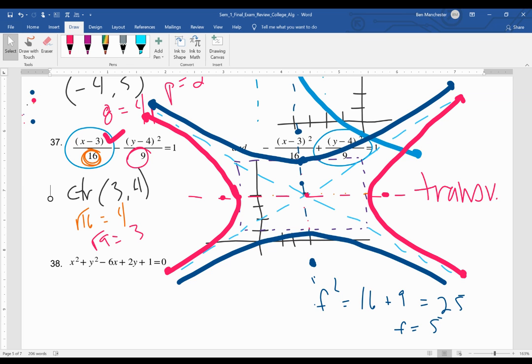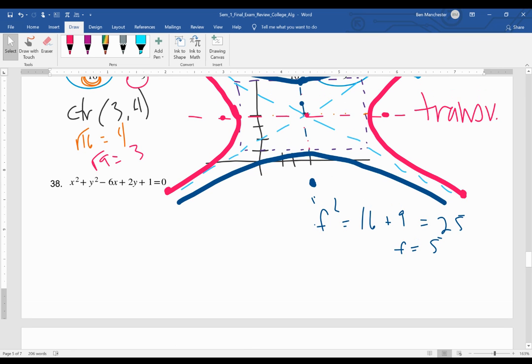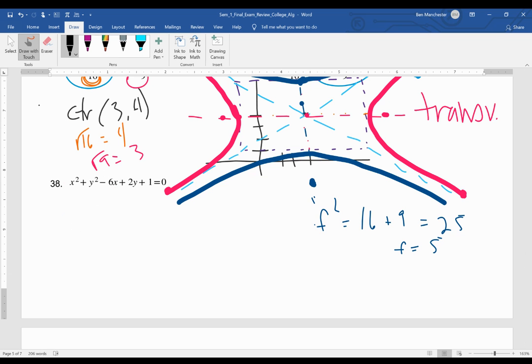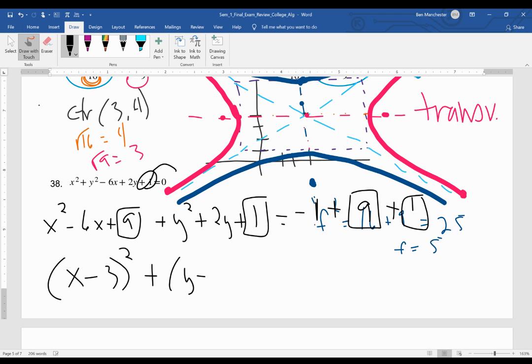Okay, and then our last one down here, this is in, looks like general form, so we're going to have to first complete the square before we graph this circle. Okay, now I'm not going to spend a whole lot of time completing the square because it's not that much trouble. So x squared minus 6x plus 9, right? 9 is your square. Plus y squared plus 2y plus 1 is the perfect square. Equals -1 from here plus 9 plus 1. So factoring gives me x minus 3 squared plus y plus 1 squared equals 9.